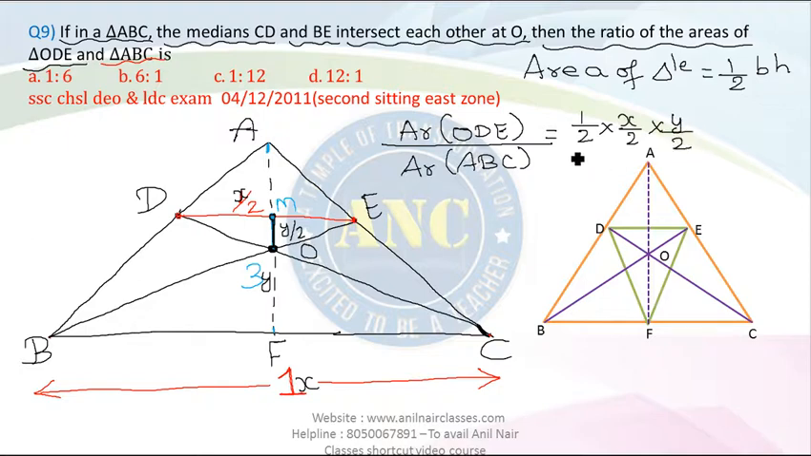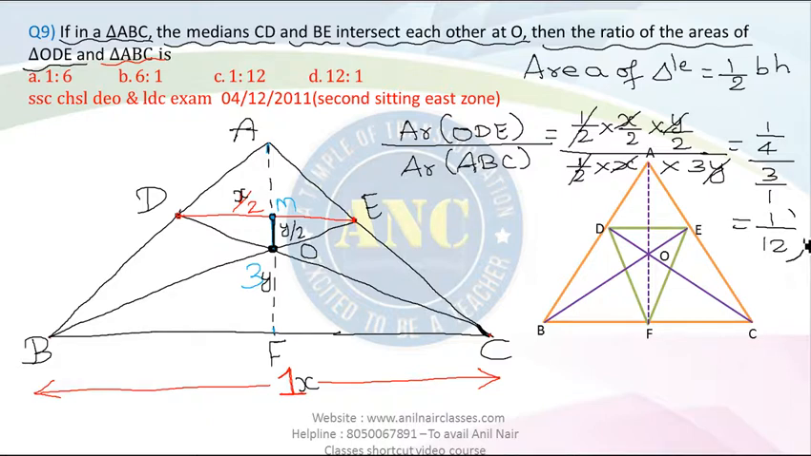Similarly, the whole thing is divided by area of triangle ABC. This outer bigger triangle is half into base. Base is nothing but BC, which I will call x, into height. This entire height AF is the height. Height is nothing but 3y. If I take the ratio, x will cancel, half will cancel, y will cancel. It is 1 by 4 in the numerator, and in the denominator it is 3 by 1. 1 by 4 divided by 3 by 1 is 1 by 12. The answer for this question is 1:12, which is nothing but option C.